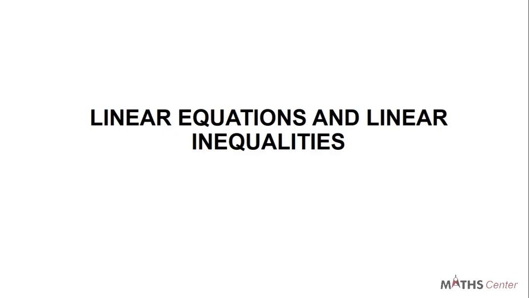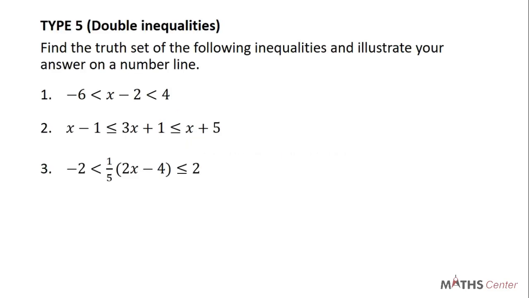In the previous video, we saw how to solve the 4th type of linear inequalities. In this video, we are going to consider how to solve the 5th type of linear inequalities. So let's look at the 5th type. It is what we call the double inequalities. In this type of inequalities, you will have 2 inequality signs in the expression.